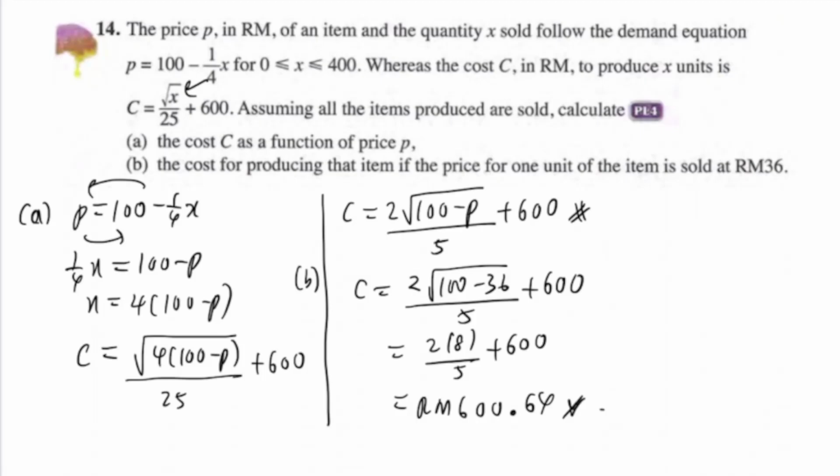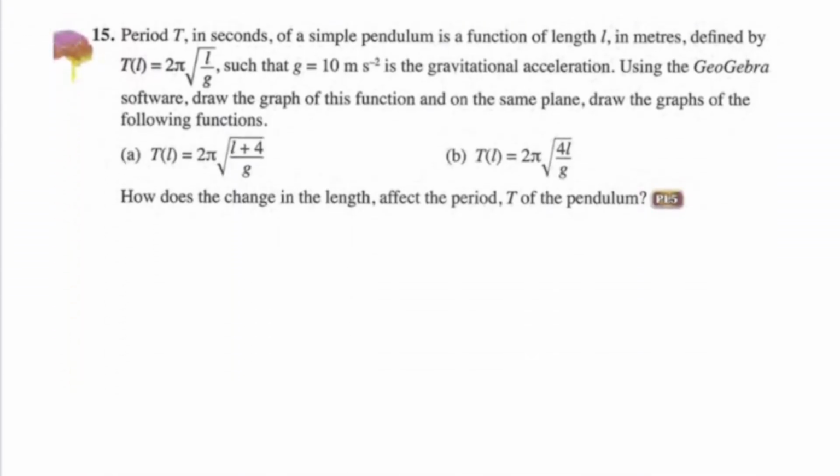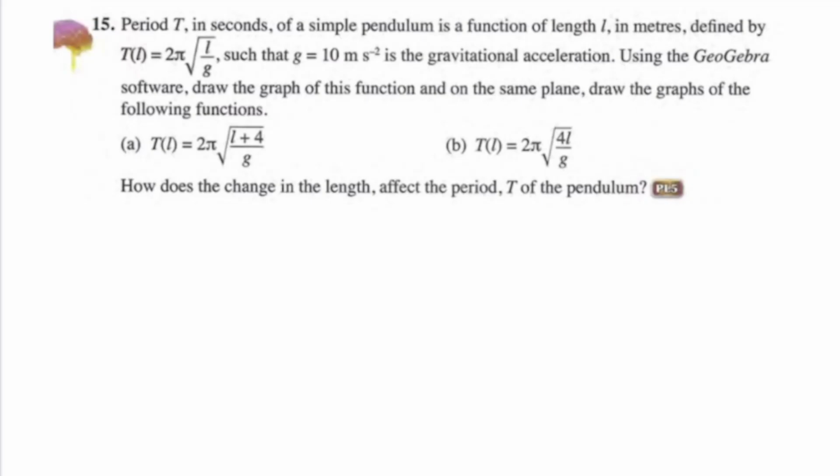Okay, last one. I think this is the period in seconds of a simple pendulum, which is a function of length L defined by T(L) equals 2 pi times square root of L over 100 over g, where g is 10, gravitational acceleration. So they say use GeoGebra software. I don't have GeoGebra software to share with you here, so I'm just going to draw the graph like this. Horizontal like that. You can see, yeah? Maybe not too high, not too low. Like this.